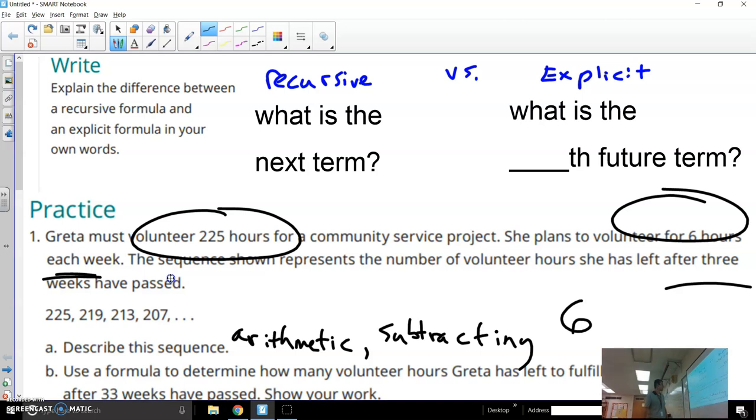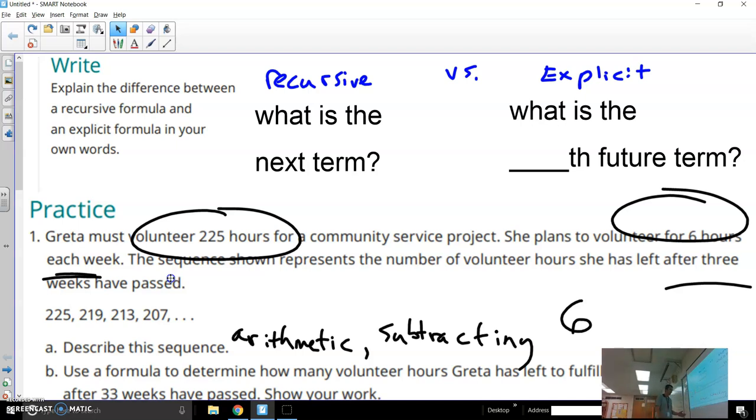Number 1 says, Greta must volunteer 225 hours for a community service project. She's planning on volunteering 6 hours each week, and after 3 weeks have passed, she's already down a few. So she started with the 225 hours required. She did 6 hours of volunteering, so it went down. She has only 219 hours to volunteer. Then she only has 213 hours, and then 207. And so eventually she's done. Most people are curious as to, if I'm doing 6 hours a week, how many weeks would it take until I'm done? Which is a pretty reasonable concept for people thinking about this type of problem.